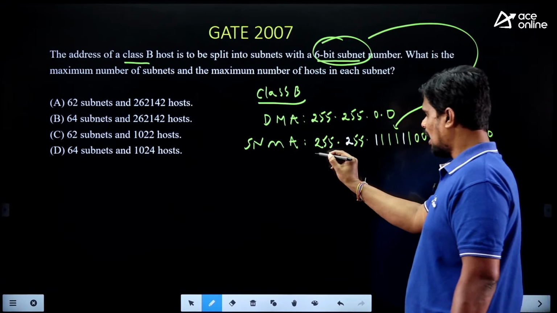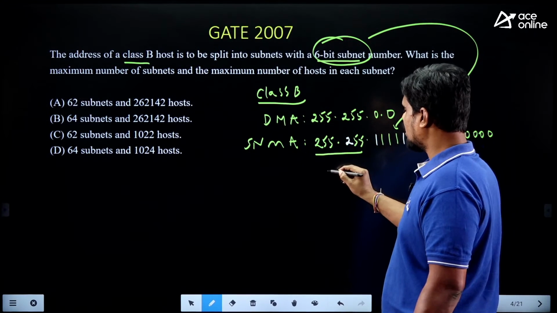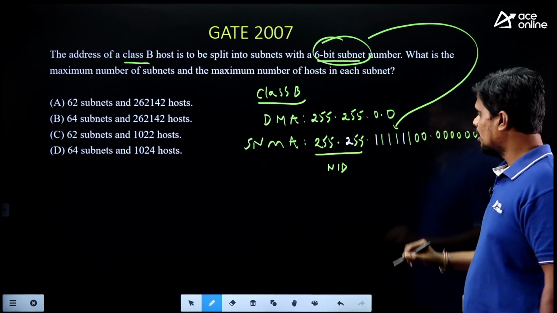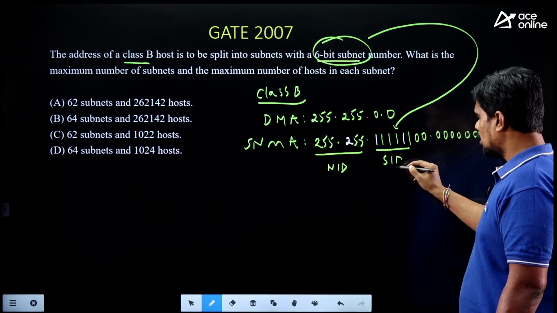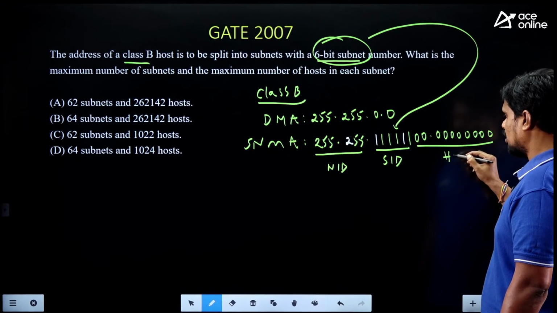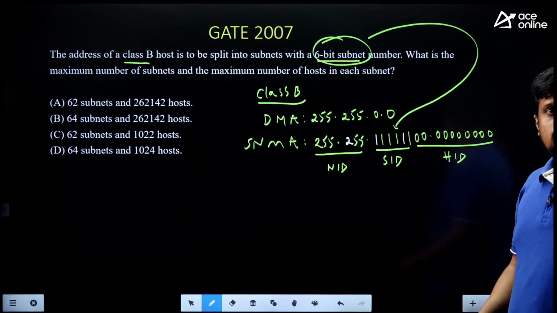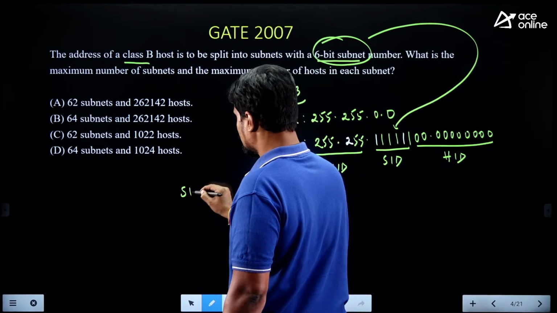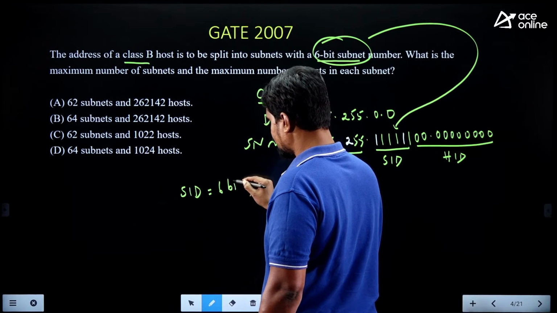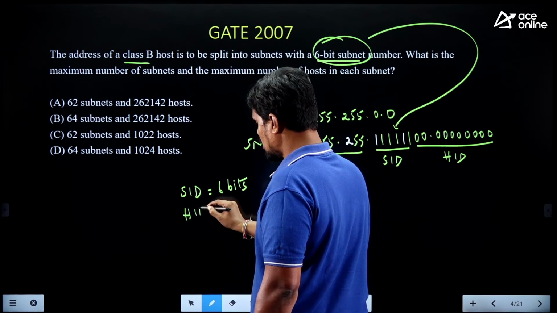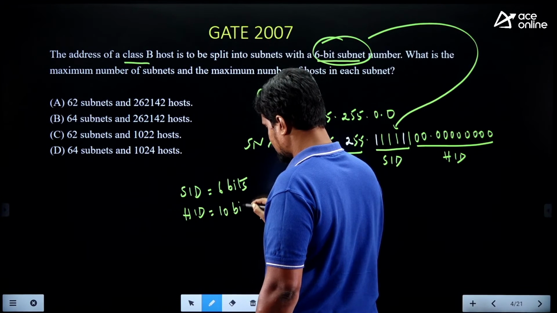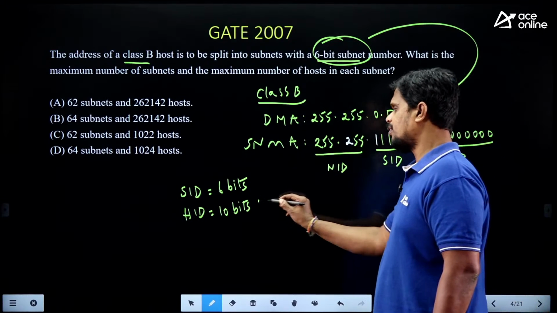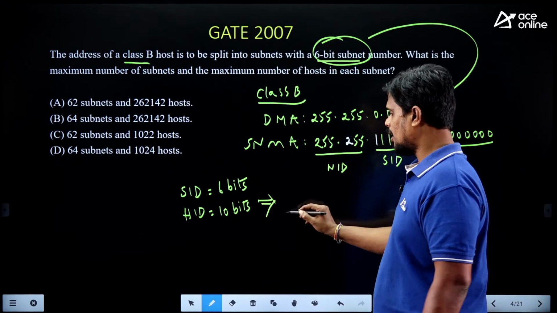If you verify, as per class B, you have 2 bytes of NID, a 16-bit NID and a 6-bit SID, and the total of 10 bits is going to be HID. So what is the length of HID? 10 bits. What is the length of SID? 6 bits. So SID length is 6 bits and HID length is 10 bits. Correct? So if HID length is 10 bits, how many hosts per subnet can we create?